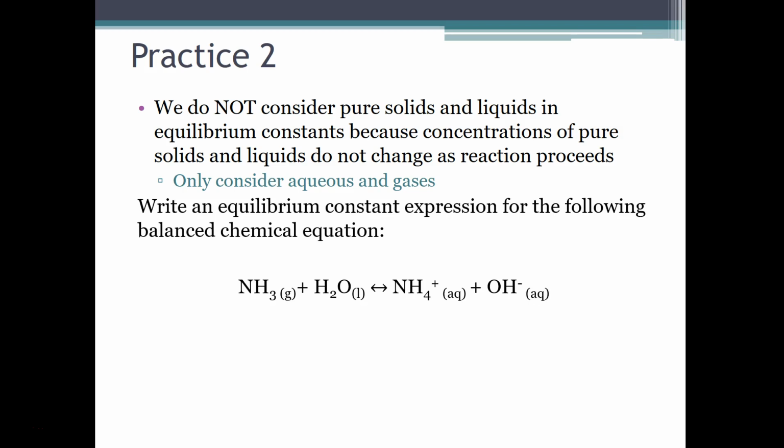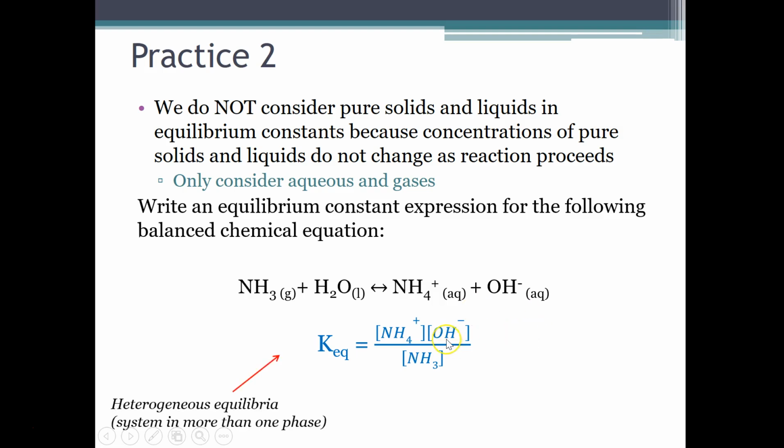So take a moment and write this equilibrium constant expression, noting that water is in the liquid state in this expression. All right, so the equilibrium expression will be the concentration of the ammonium ions times the concentration of hydroxide ions divided by the concentration of ammonia. Note that there is nothing raised to any power here because all the stoichiometric coefficients are 1.